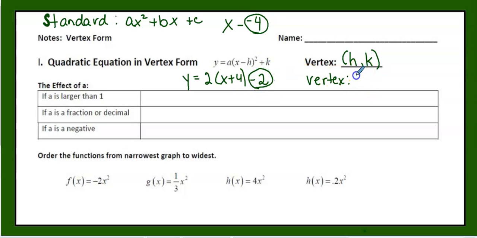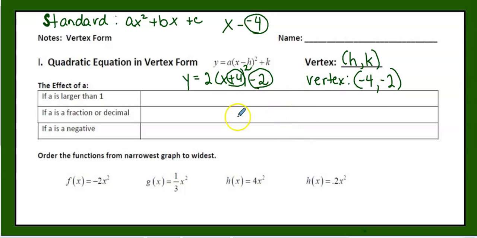Now, the only thing you really need to remember is that whatever this number in parentheses is right here, I'm sorry, I should have put a squared up there. Whatever that number is in parentheses, we're going to take the opposite of it, okay? Because it's x minus h, and the vertex, the x value is h. So we're just going to take the opposite of that number. So the vertex is negative 4, and then this number right here, we're just going to take whatever that number is, negative 2. All right, so the vertex of that parabola would be at negative 4, negative 2.